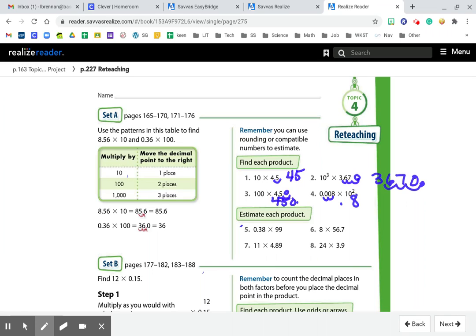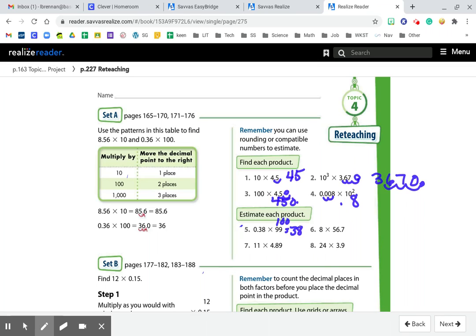And for estimate each product, for this, I'm going to round or use compatible numbers. 99, I probably want to bring it to 100. So 0.38 times 100 is going to move my decimal 2 places. 38 would be a good answer. You could also round 0.38 to 0.4 and wind up with 40.